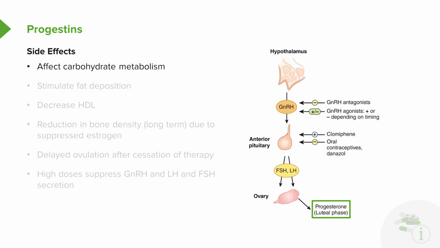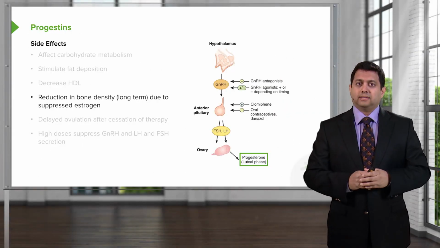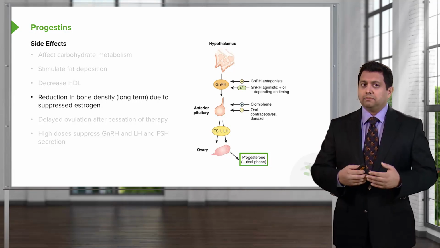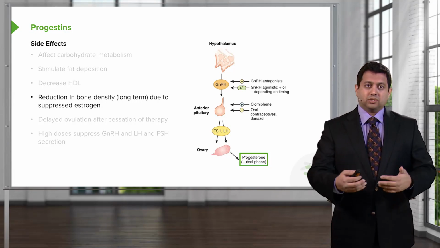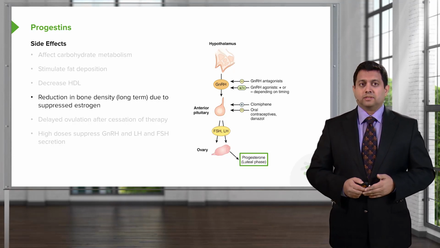So what are the side effects of the progestins? First of all, they do alter carbohydrate metabolism, and they may stimulate fat deposition as well. We do know that it decreases the HDL level. We sometimes see a reduction in bone density in the long term in people who are on progestins only, and we believe that it may be due to suppressed estrogen levels.